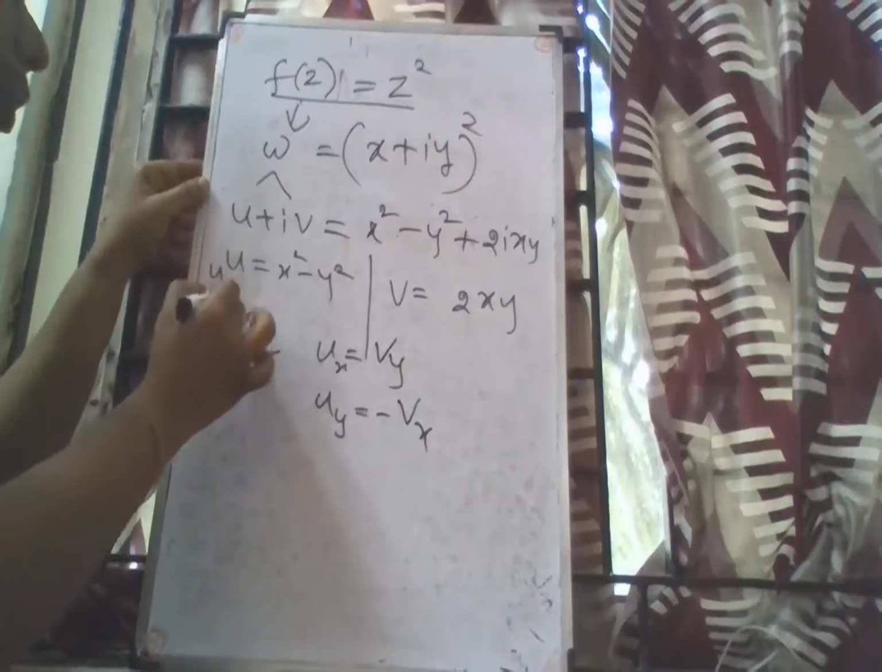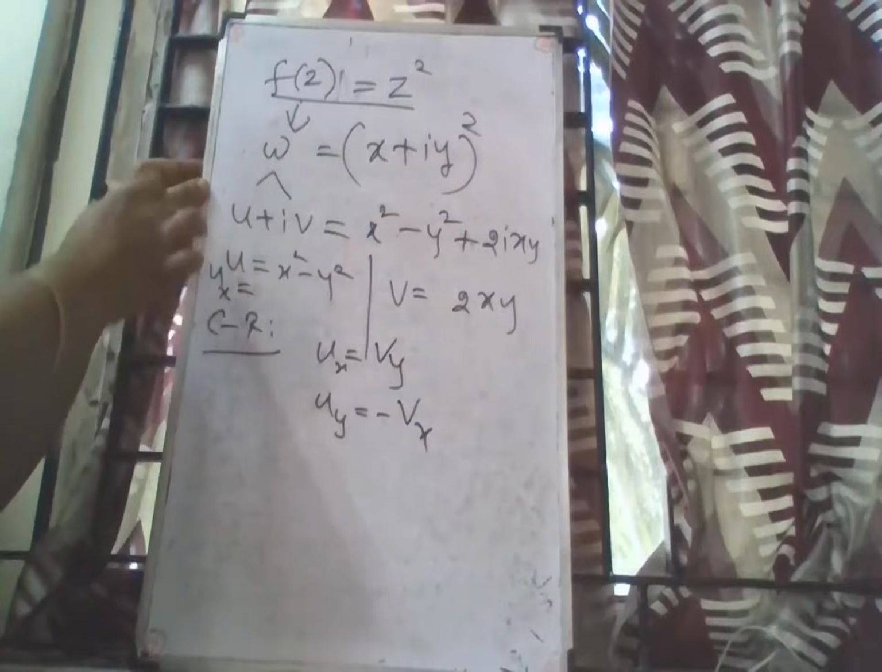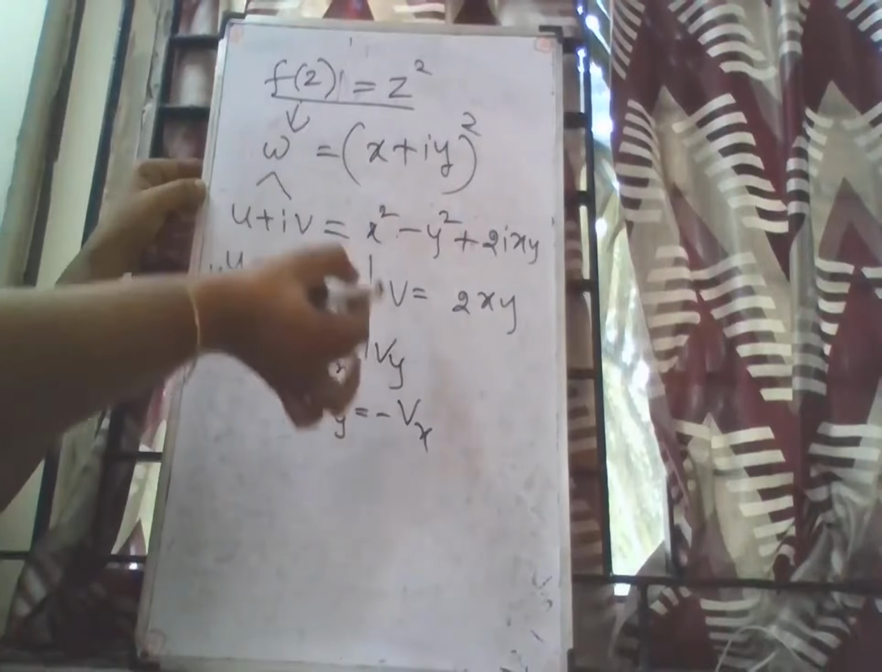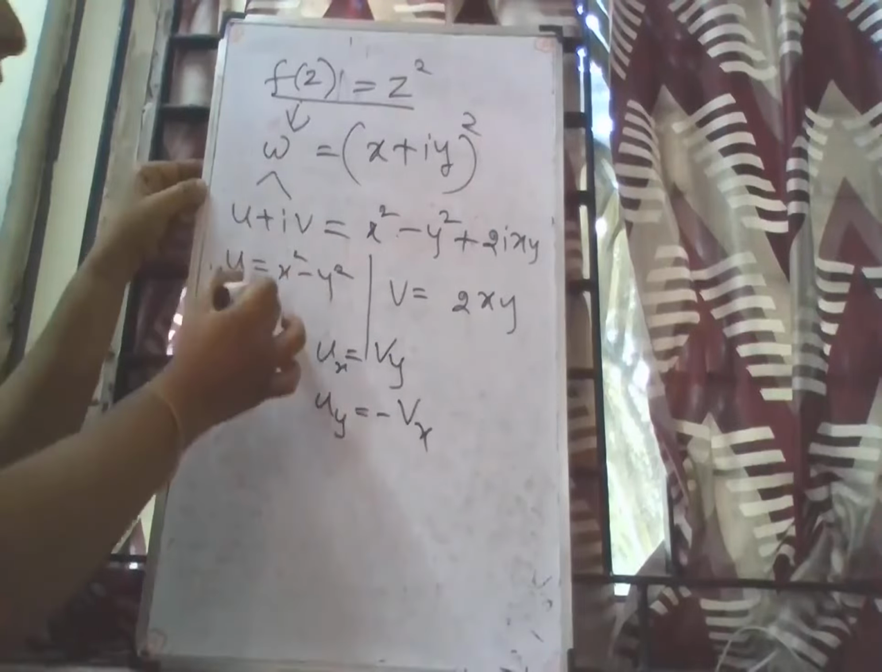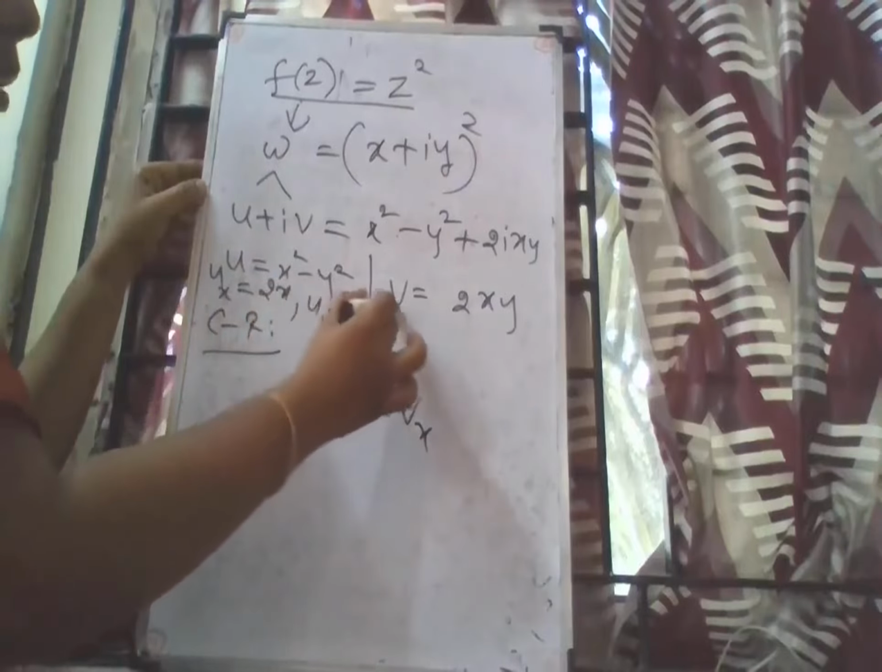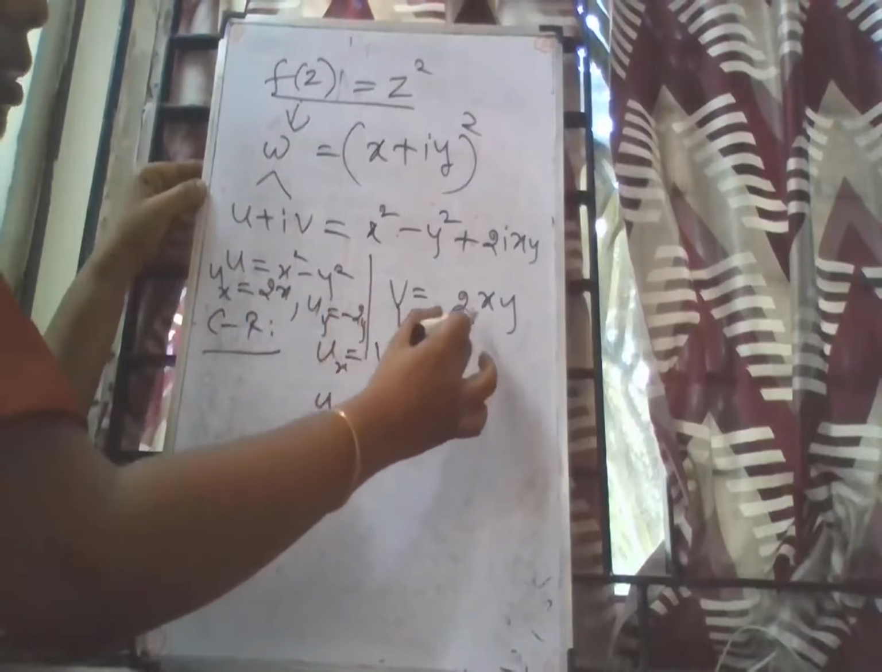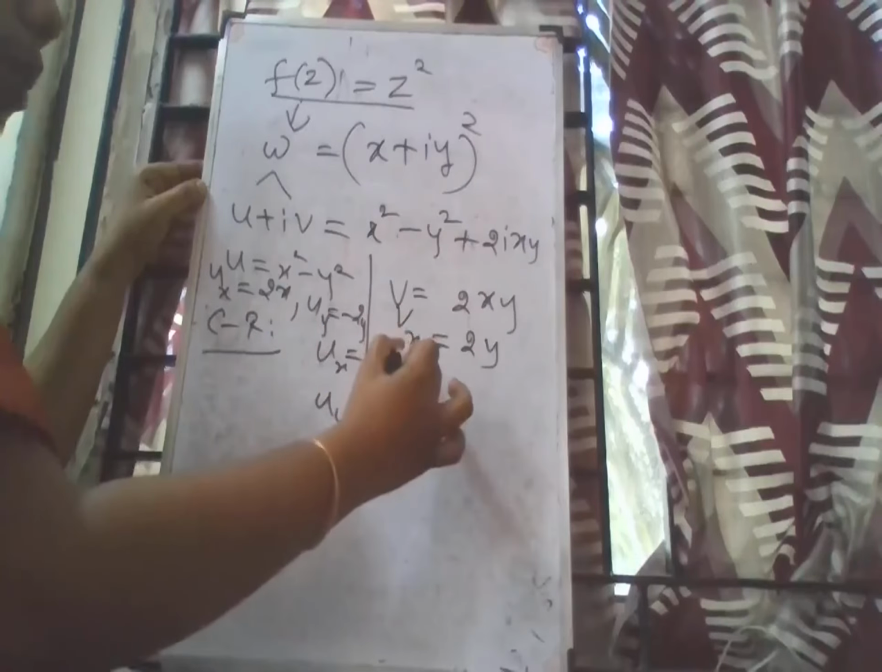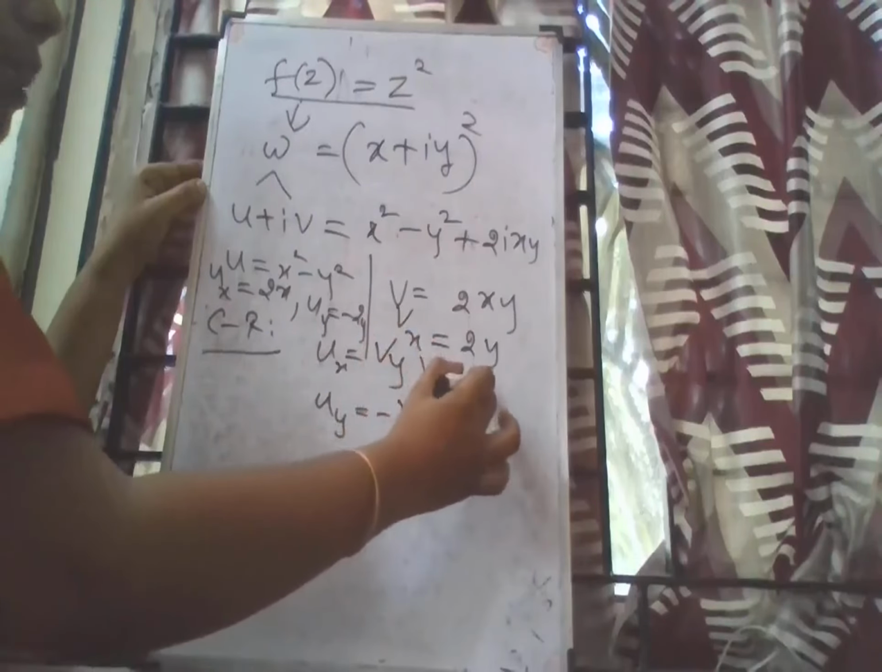For this, what is ux? ux means, as I said, it's partial. Be careful: x means y constant, y means x constant. So 2x. What is uy? Minus 2y. What is vx here? vx is 2y. What is vy here? vy is 2x.